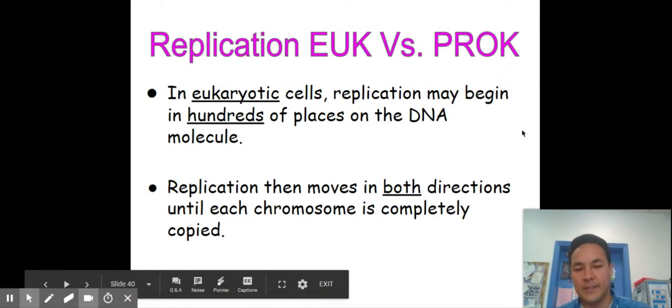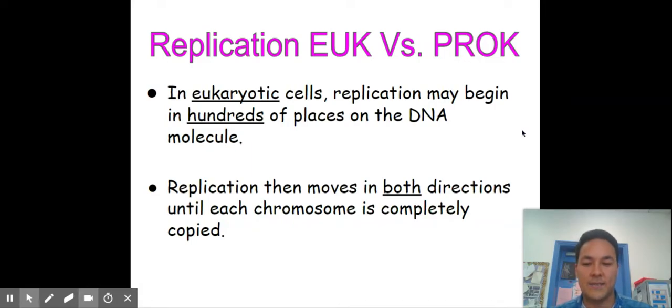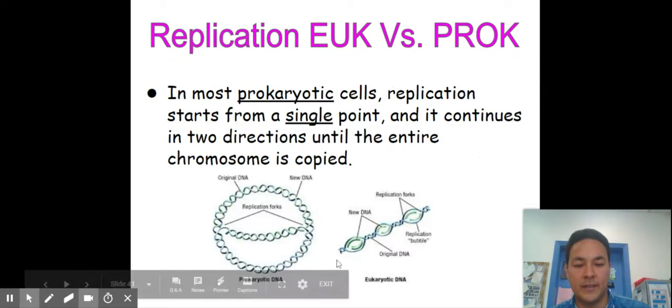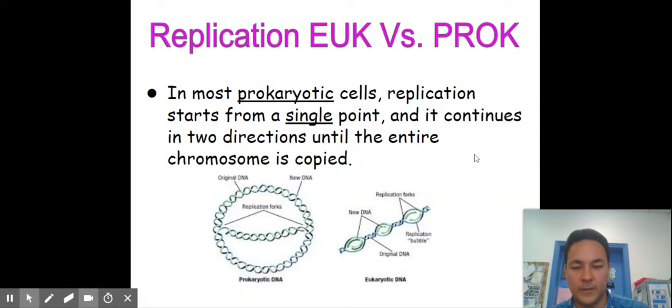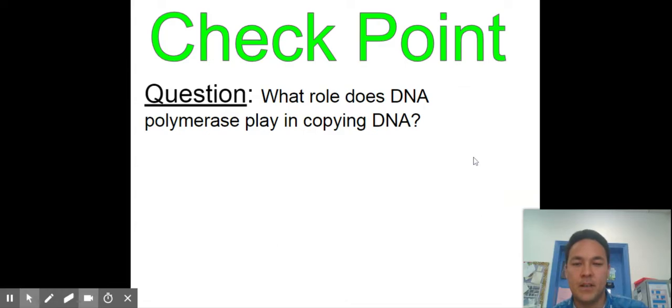All right, so how can we do this in the time that's needed during S phase in the cell cycle? It's because it happens at hundreds of places on the DNA molecule until they all match up and they've made a complete copy of the chromosomes. Here's an example. Many different spots that it's going on. All right, in bacteria, it just starts in one spot and continues until the whole thing is copied. All right, check yourself.